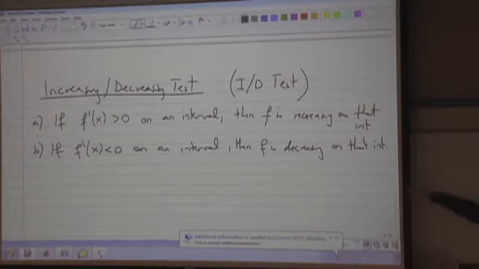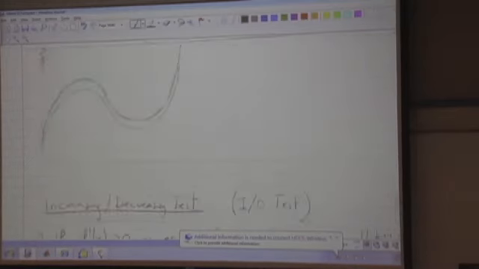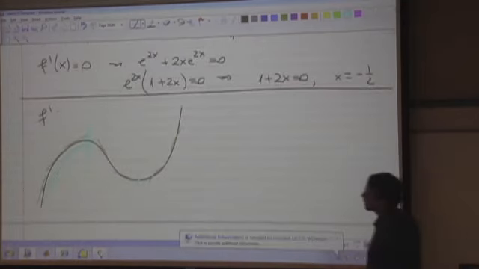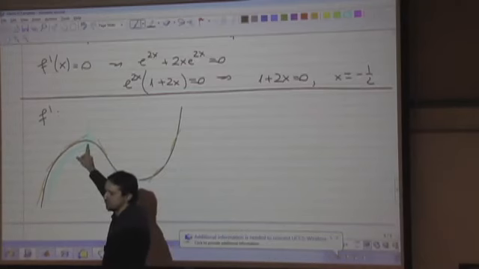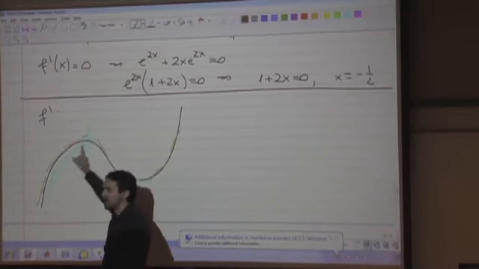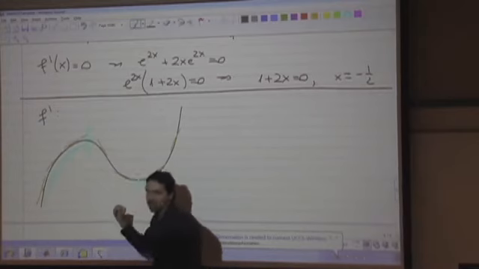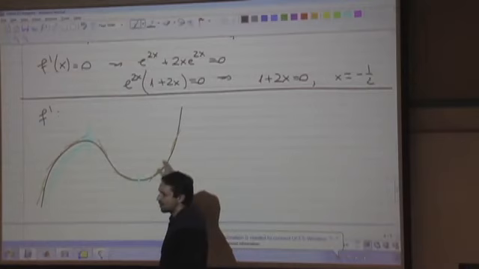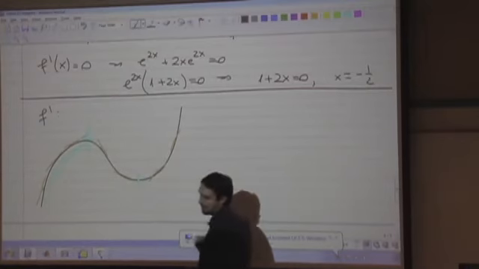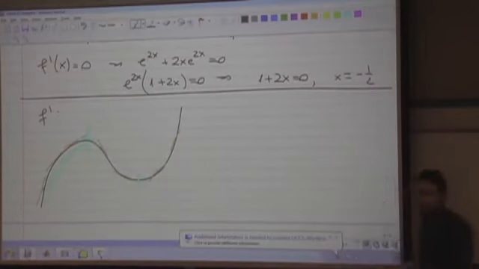And the answer lies in the increasing-decreasing test. If you look above here, notice that your function is increasing and then your function is decreasing. That's how you get a maximum. So if I have a critical point where my function is increasing and then it's decreasing, I have a maximum. If I have an interval on which my function is decreasing and then it's increasing, I'll have a minimum. Is that making sense? This is called the first derivative test.